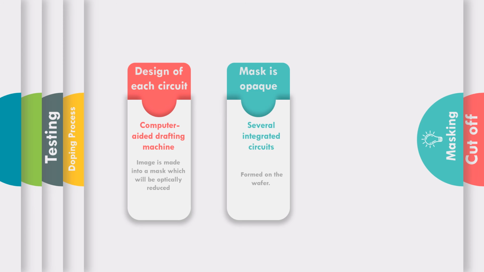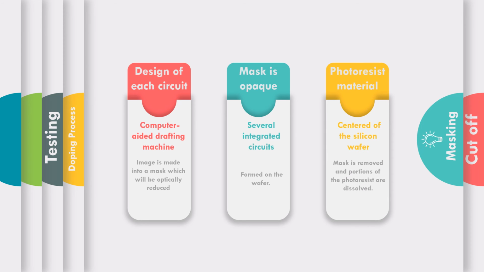A drop of photoresist material is placed in the center of the silicon wafer. The coated wafer is then placed under the first layer mask and irradiated with light. The mask is removed and portions of the photoresist are dissolved. If a positive photoresist was used, then the areas that were irradiated will be dissolved. If a negative photoresist was used, then the areas that were irradiated will remain.